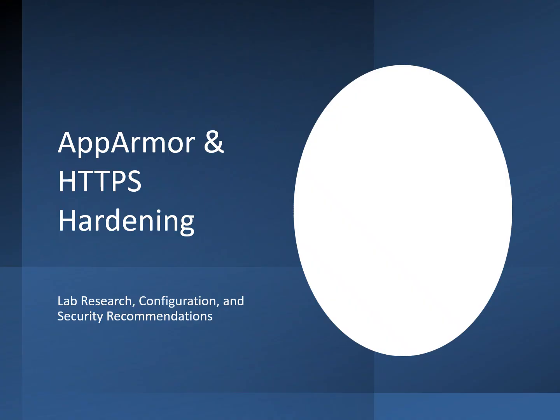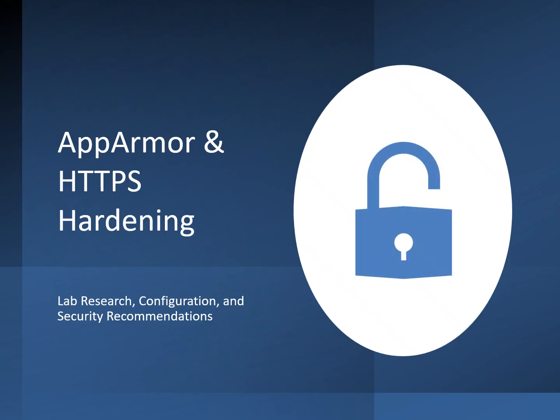Today I'll be presenting on AppArmor and HTTPS hardening. This session will cover three main areas. First, an introduction to AppArmor and its protection capabilities for Linux systems. Second, an overview of HTTPS protocol and its comparison to HTTP. And third, a step-by-step setup and hardening process for HTTPS on Windows IIS and Linux Apache servers. Finally, I'll show how we verify our configurations in the lab.